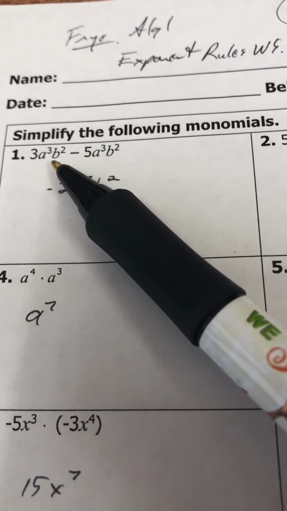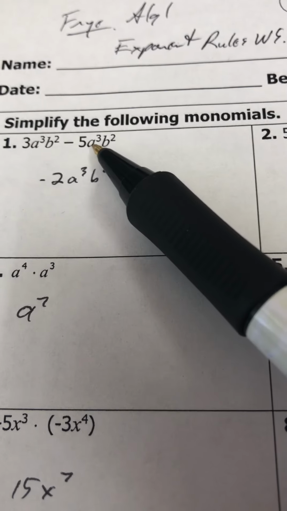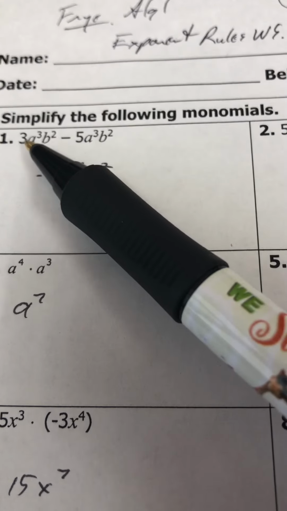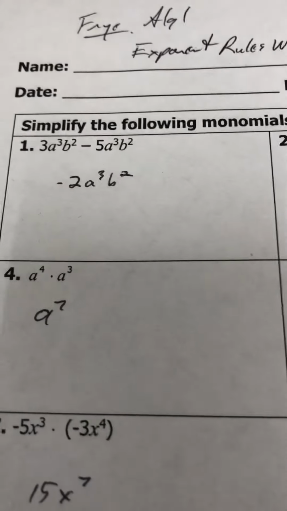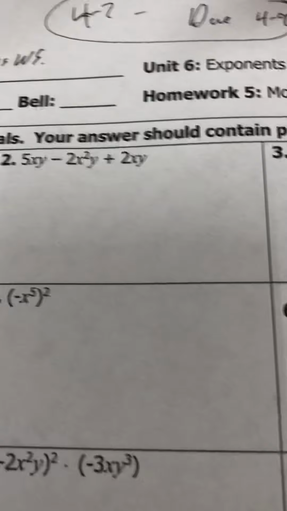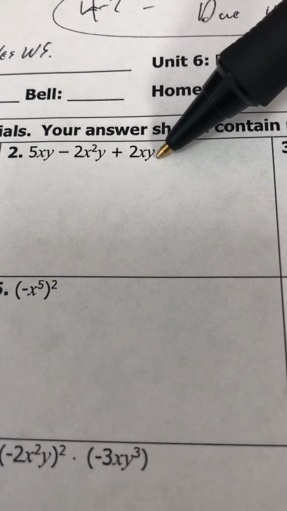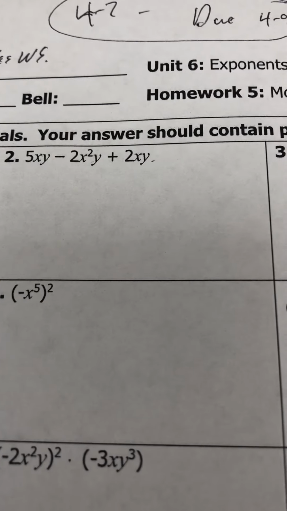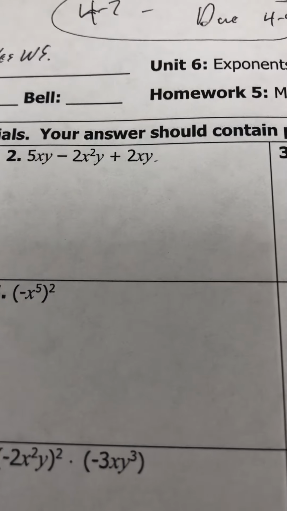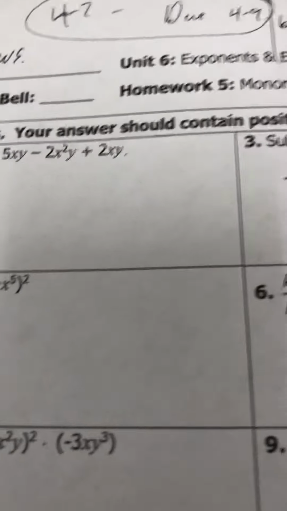So the first one is very easy. You're just combining like terms, and this happens to be an a cubed b squared. This is an a cubed b squared also, so we can take 3 minus 5, and we get negative 2 a cubed b squared. When you do this one, the only two you can put together are the plain xy's. This one you just leave alone. Just bring it on down after you add the 5 plus the 2. So it would be 7xy minus 2x squared y.